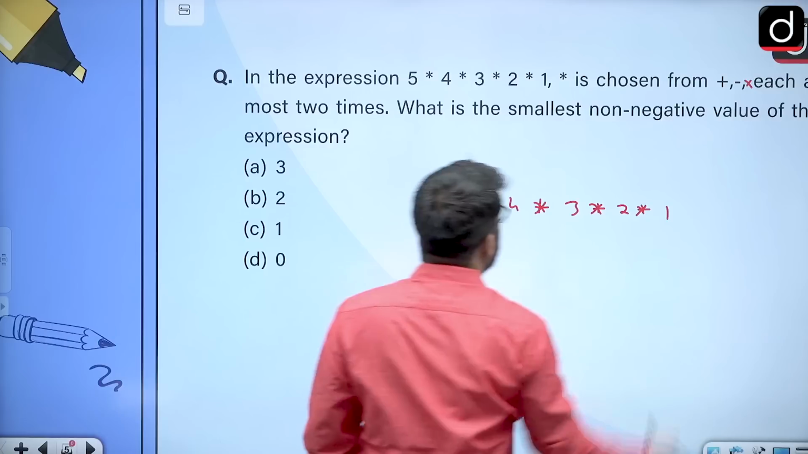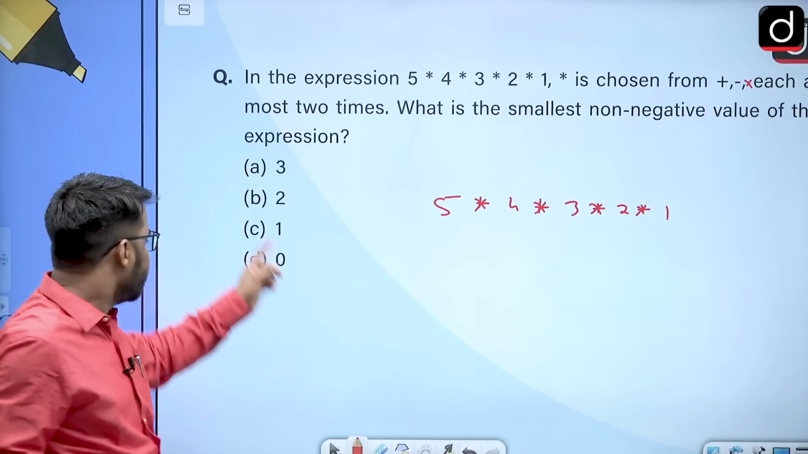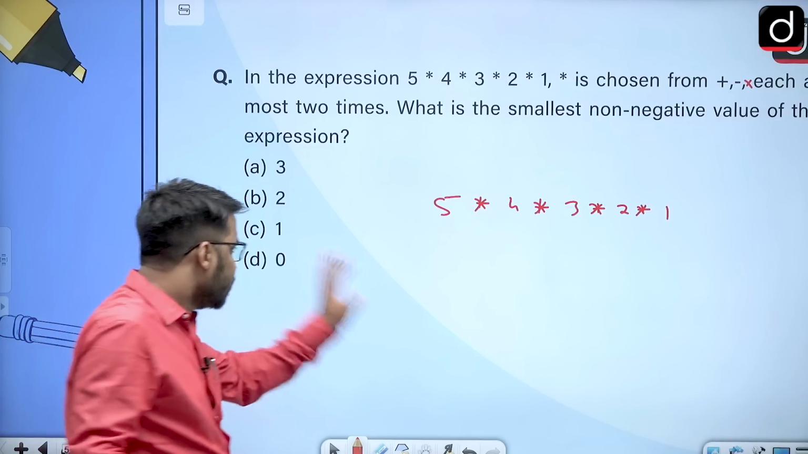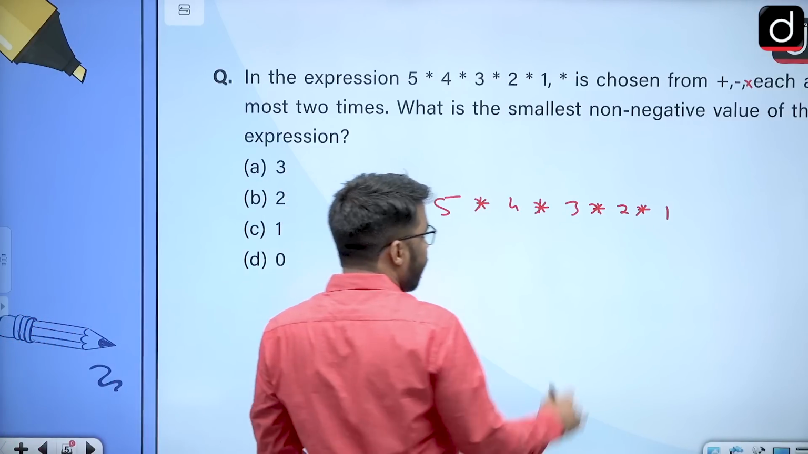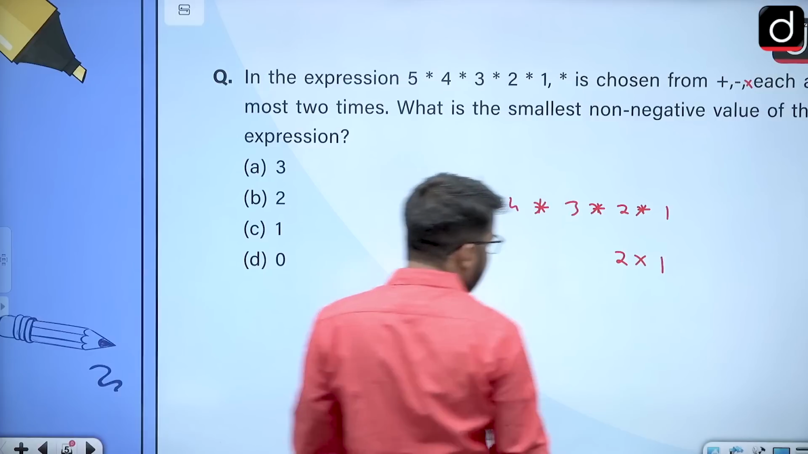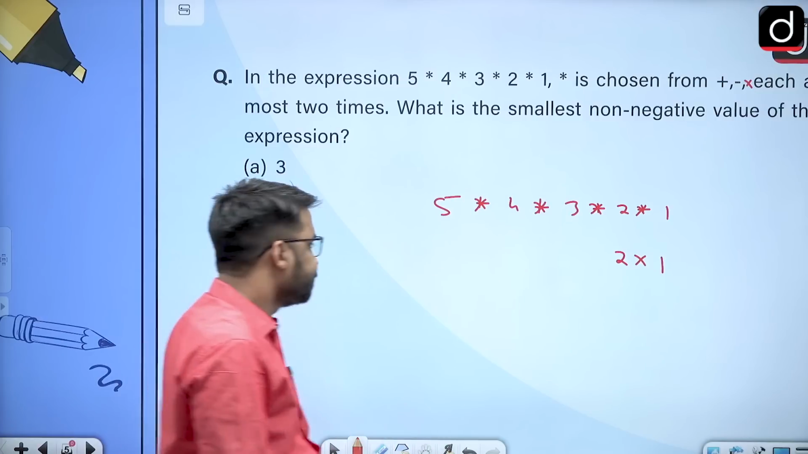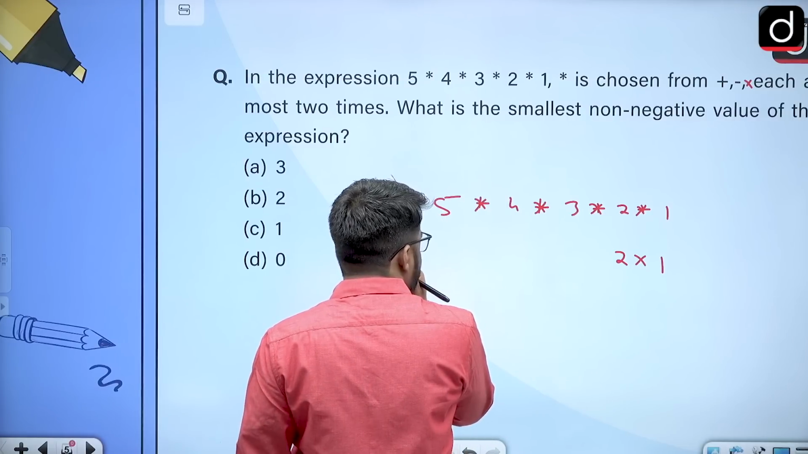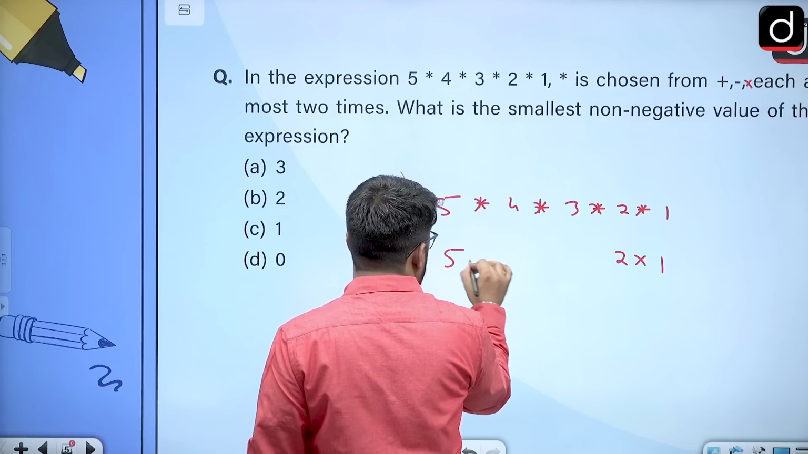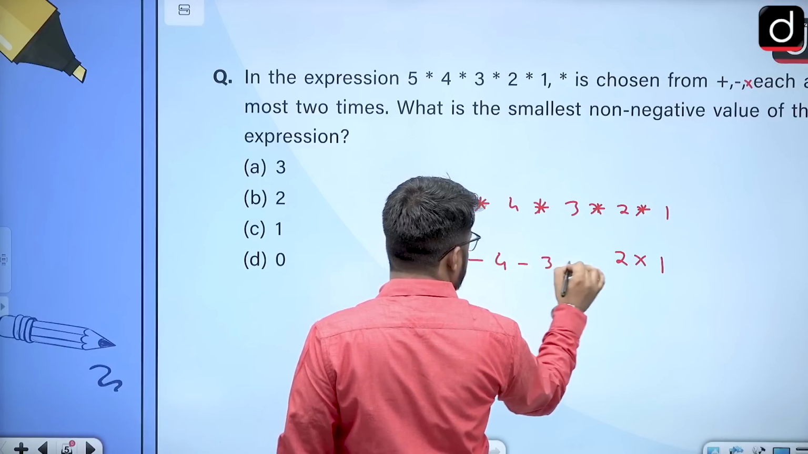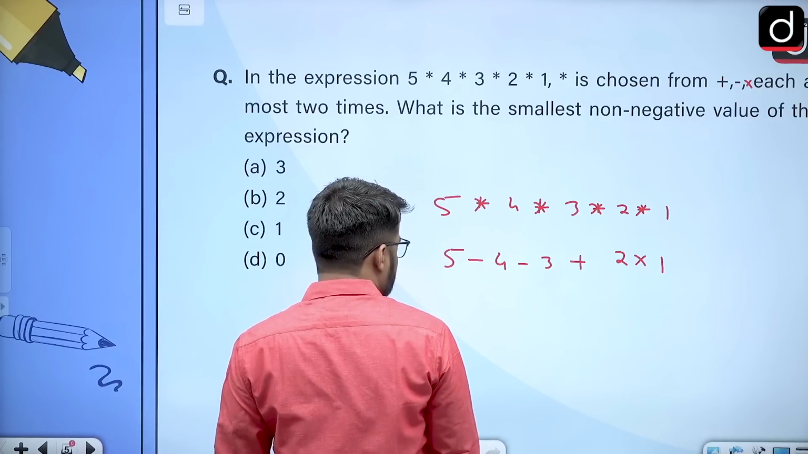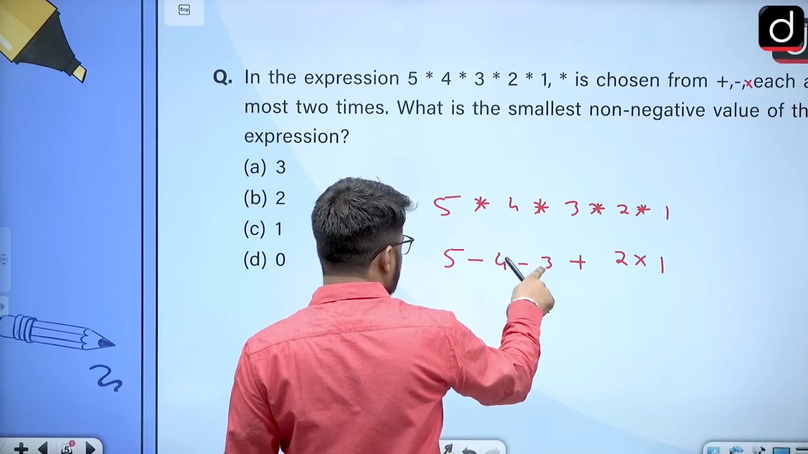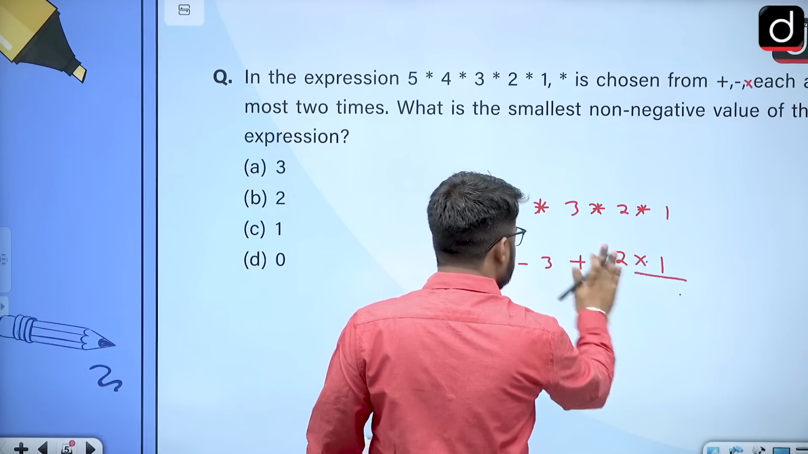So the smallest non-negative value of this expression would be 0, because out of the given options, the smallest value is 0. So let's try to make the value of this expression 0. By saying 2 into 1, it will be 2, because multiply should be the least used. And now if I take 5 minus 4 minus 3 plus 2, because 5 minus 4 is 1, 1 minus 3 minus 2 plus 2, it will be 0.